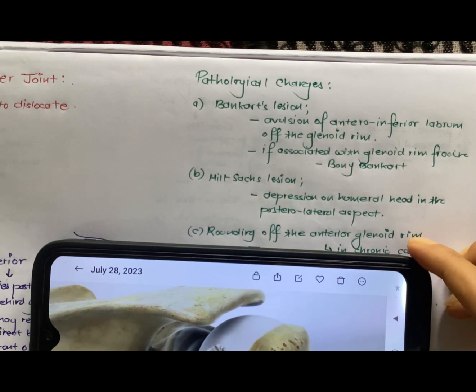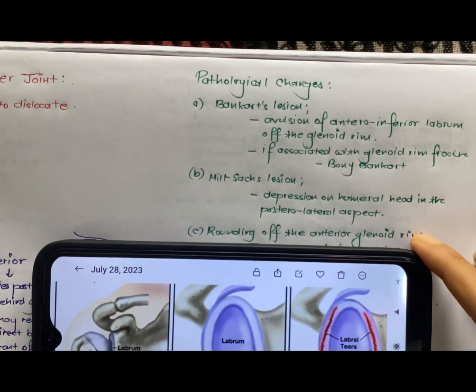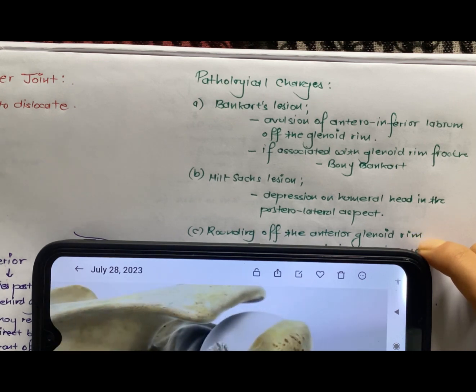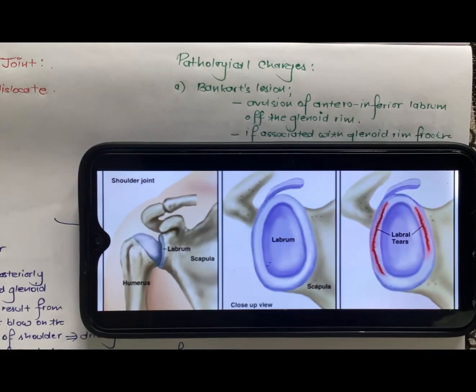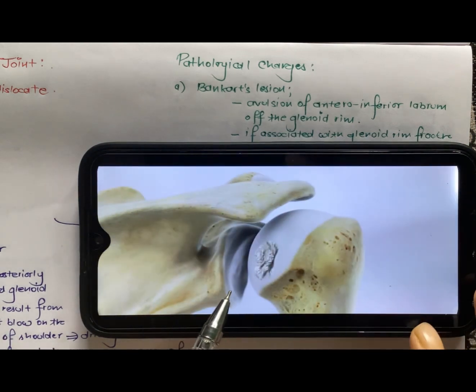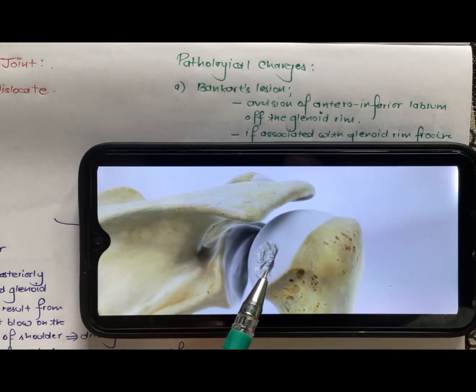So, these two are the main pathological changes that occur in shoulder joint dislocation, and they are Bankart lesion, that is avulsion of the anterior-inferior labrum of the glenoid rim, and Hill-Sachs lesion, that is depression on the posterolateral aspect of humeral head. So in this way we have discussed Bankart lesion and Hill-Sachs lesion. Hill-Sachs lesion is present in the posterolateral aspect of the humeral head.